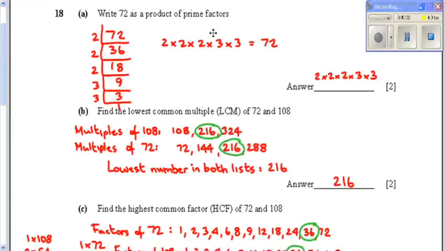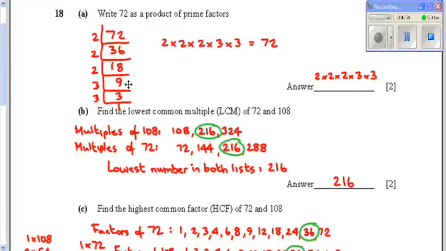So for 18A, you need to remember this method. If you're asked for a number as a product of its prime factors, there's a method that we follow to do this. We take the number and start off dividing by the smallest prime number, which is 2. So 2 goes into 72 and we get the answer 36. We're going to keep dividing by 2 as long as we can divide by 2. 2 into 36 we get 18. 2 into 18 we get 9.